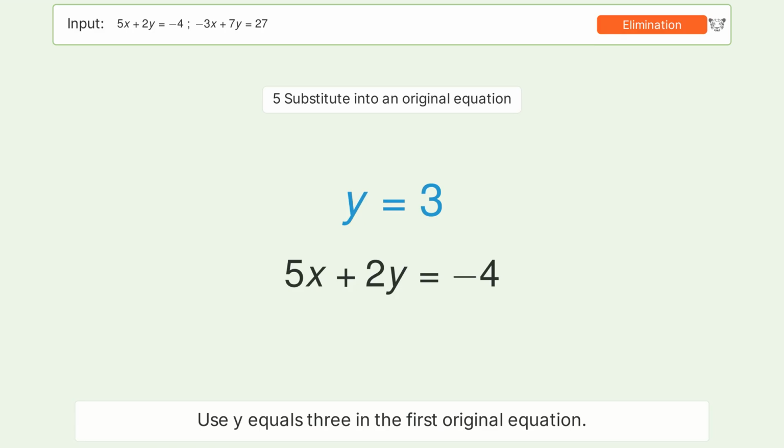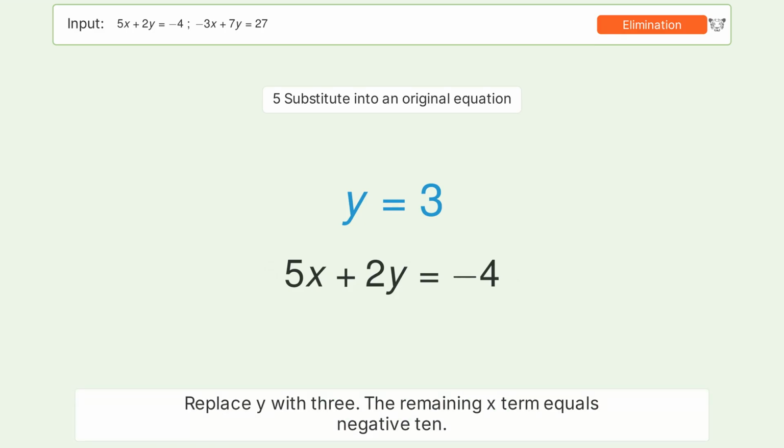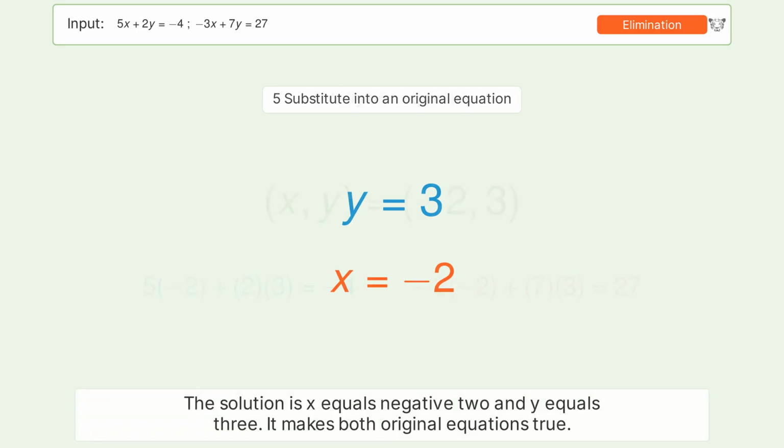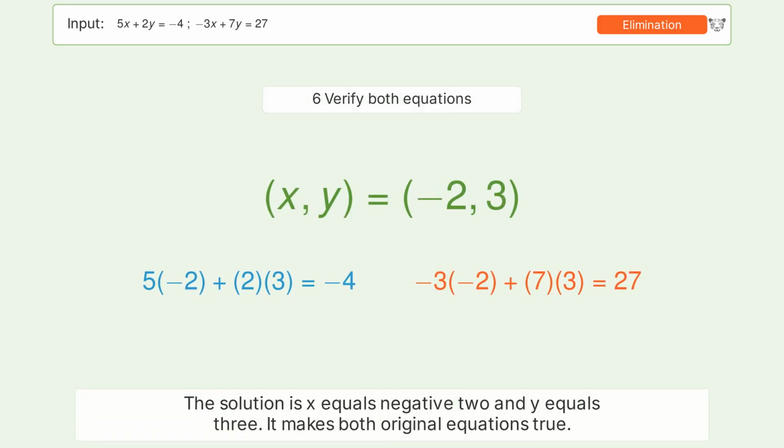Use y equals 3 in the first original equation. Replace y with 3. The remaining x term equals negative 10. Divide both sides by 5. X equals negative 2. The solution is x equals negative 2 and y equals 3. It makes both original equations true.